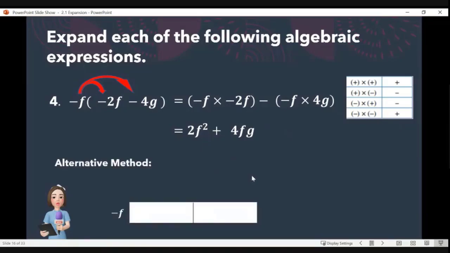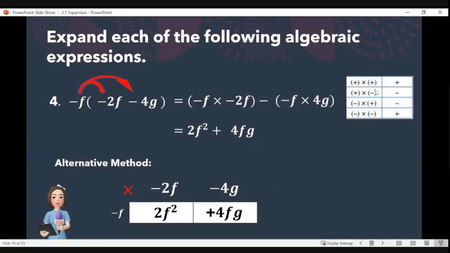Same thing. Why do I put the negative here? Because it is negative, so it is easier: you can see negative 2f times negative f gives you positive 2f squared, and negative 4g times negative f gives you positive 4fg. So it's the same answer. Always remember this chart.